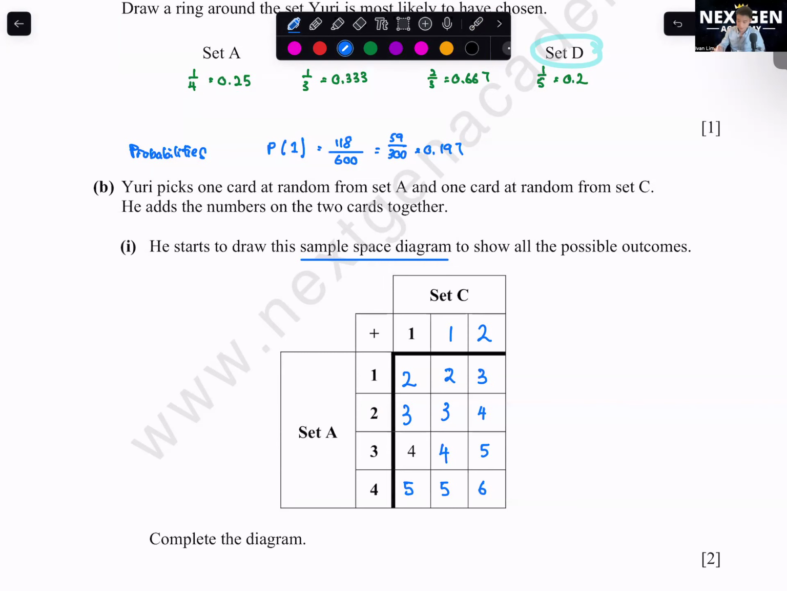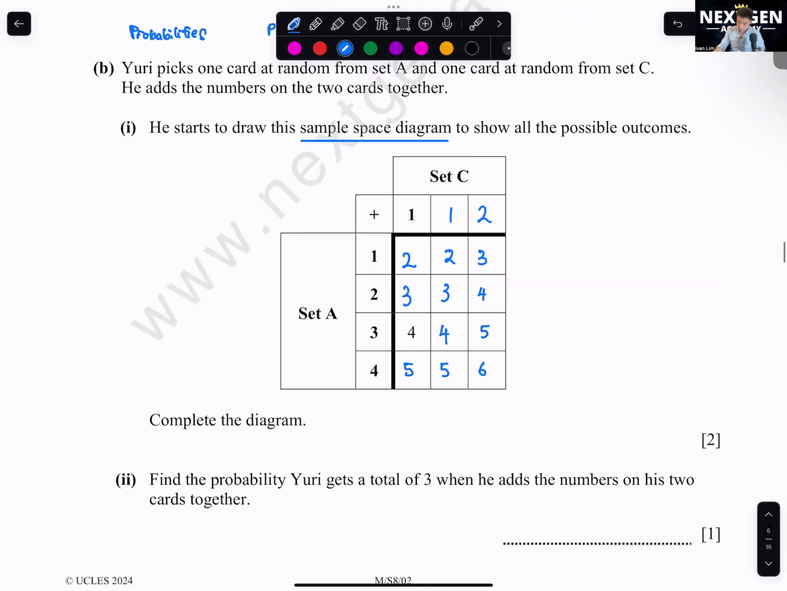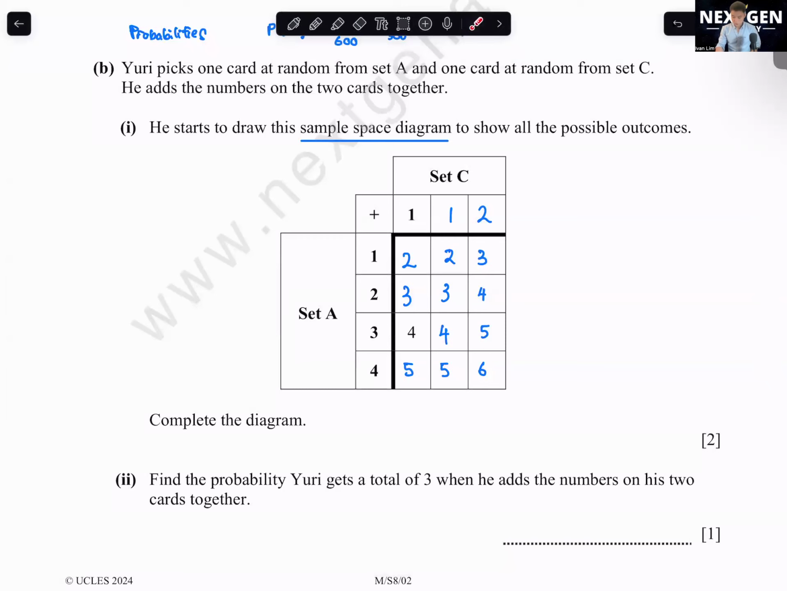Okay, sample space diagram. Now, that means if we have two sets, imagine you're playing a game. You've got one card on your right hand, one on your left hand. Your right hand is to get a card from set A. Your left hand is to get a card from set C. So you're going to take two cards, one from each. Now, these are all your possible outcomes.